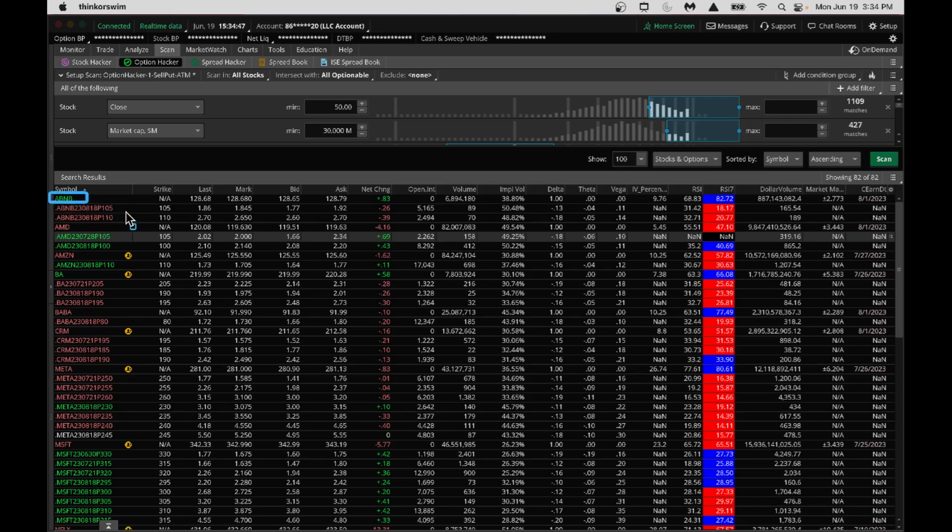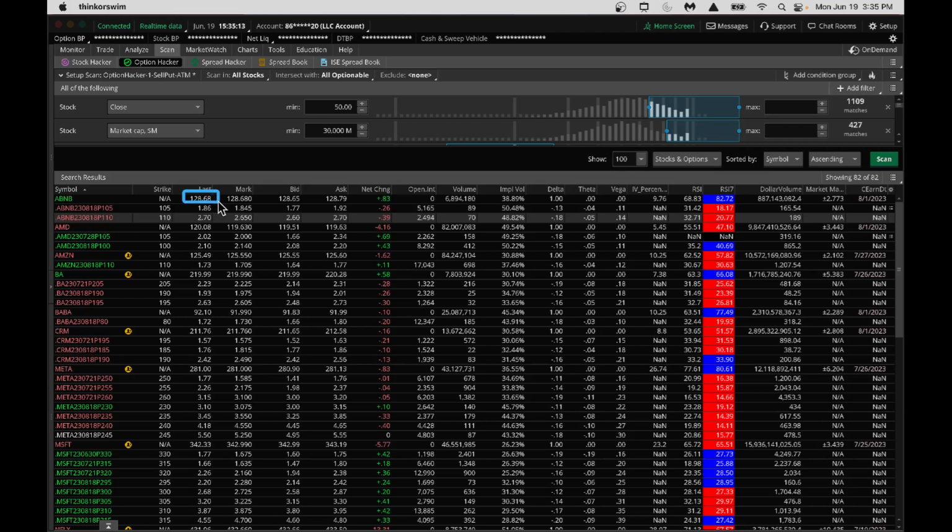And then you can see we got two strike prices here. We got strike price 105 and 110, and both look here, 2023 August 18. As you can see here, it's a monthly expiration. Look, the price is $1.86 and $2.70. And look, Airbnb trading at $128. We are basically selling at 105 or 110, much below the current stock price.